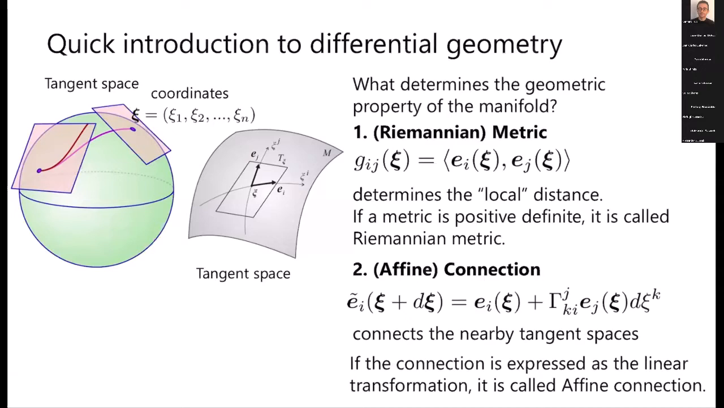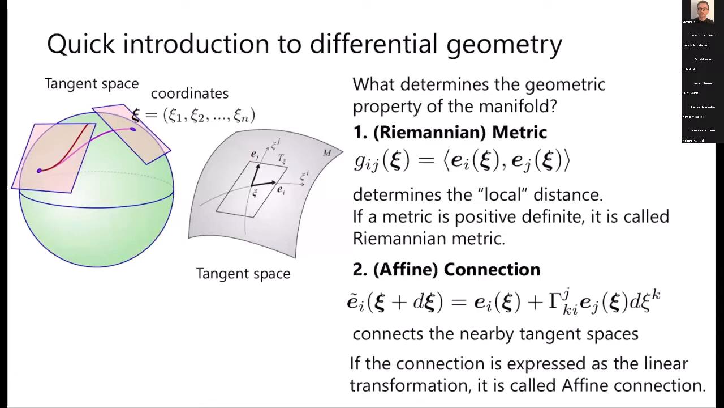And the second one is connection. And we consider the tangent space of the manifold, and these tangent spaces are totally different at each point, and we need some connections for smoothly connecting the different tangent spaces. And this connection is given by some kind of linear transformation. And in that case, we call this type of connection an affine connection.